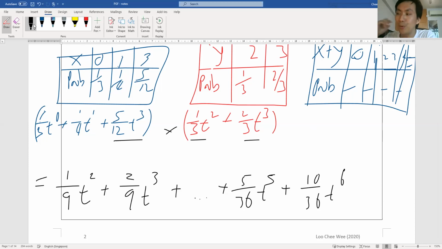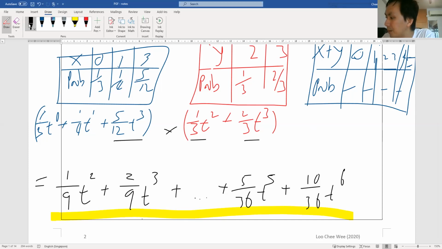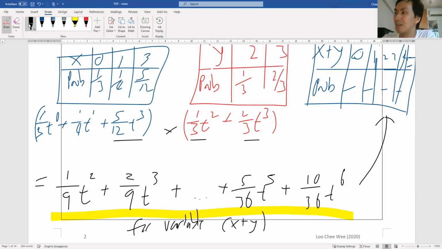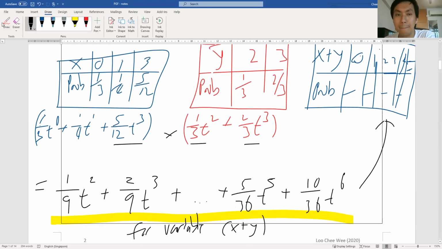Okay. Then with this newly constructed PGF for the variable x plus y, right? We will be able to construct the table like this easily backwards. Can see? Can understand? Yes, no, yes?